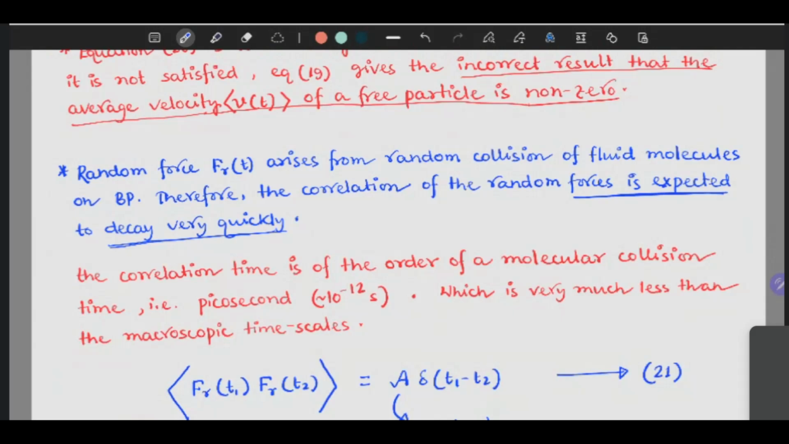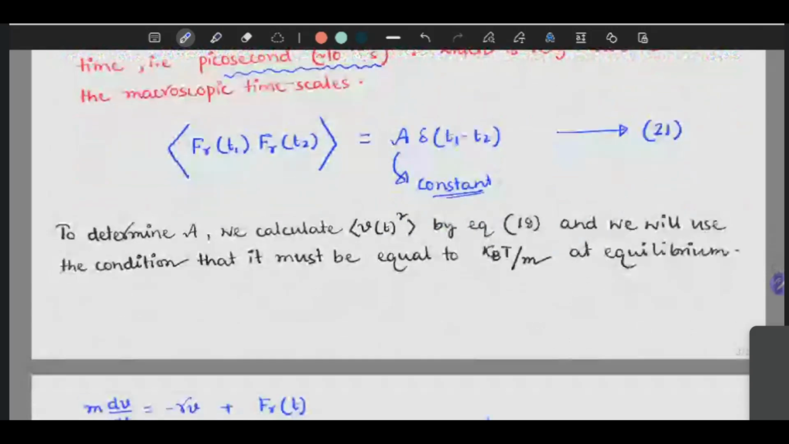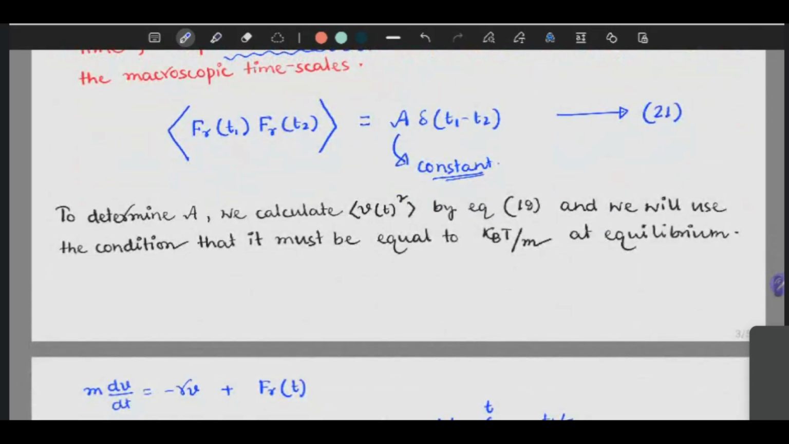This is around the level of a picosecond, because these collisions are happening very fast. So the correlation time will be around the collision time, which is around a picosecond. Now for our macroscopic time scale, or our observation time scale, which is around a millisecond, we can assume this correlation to be a delta function, because the correlation dies instantaneously. Now if you assume these things, and this is a correlation constant, we will measure this correlation constant.